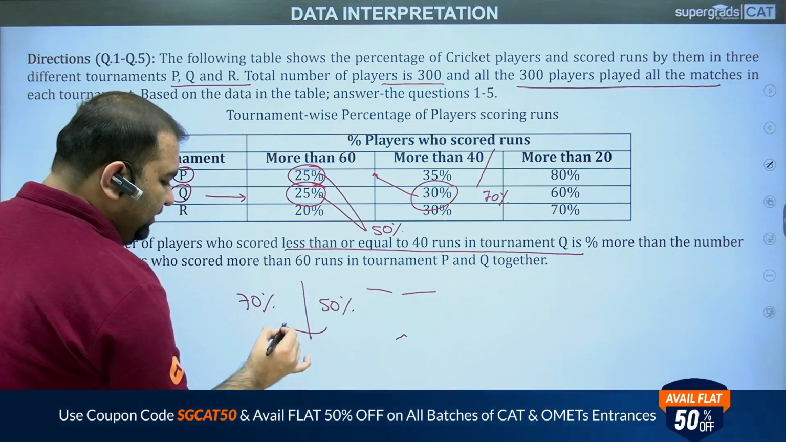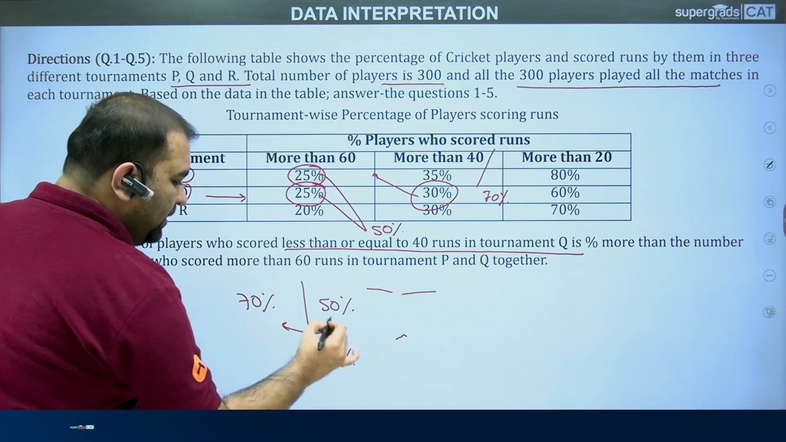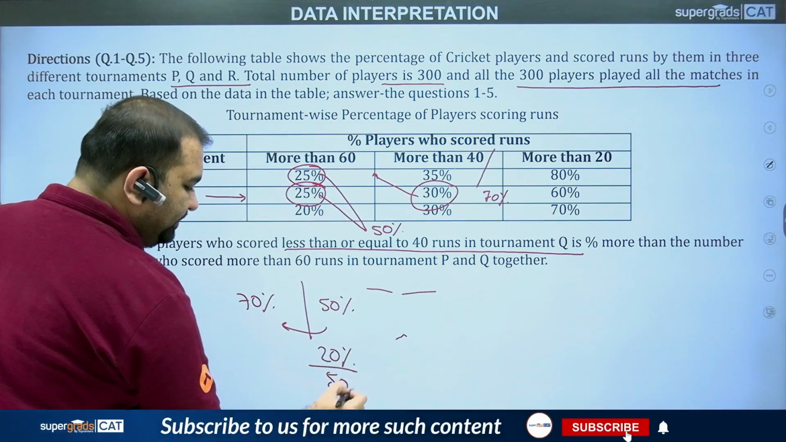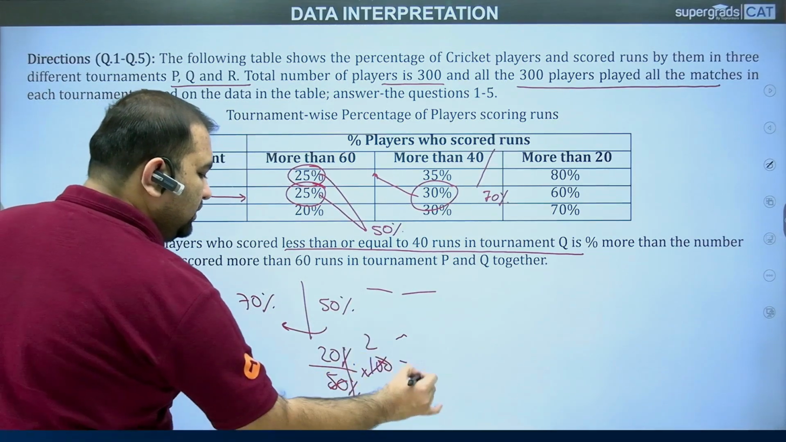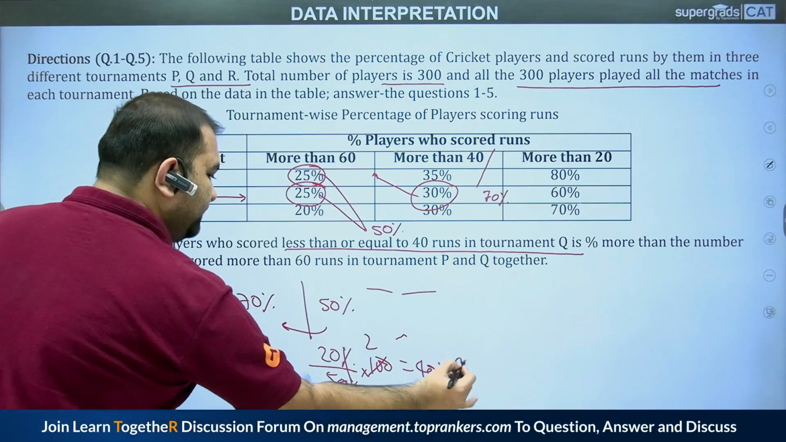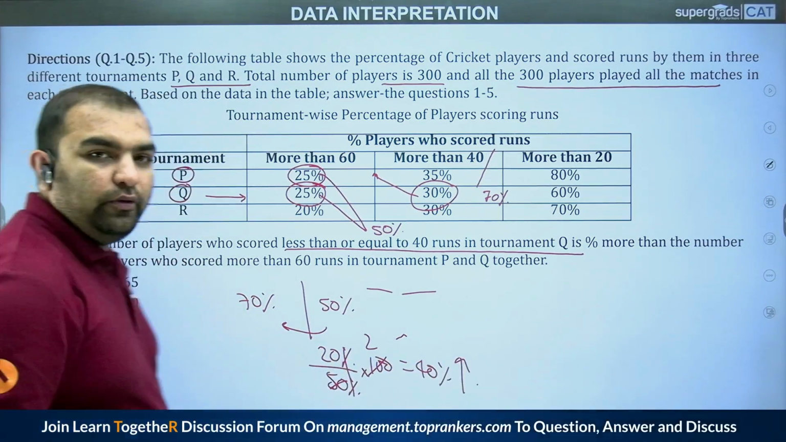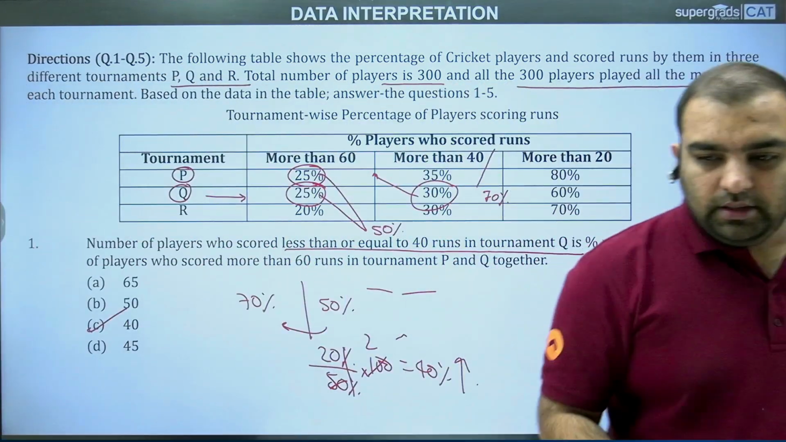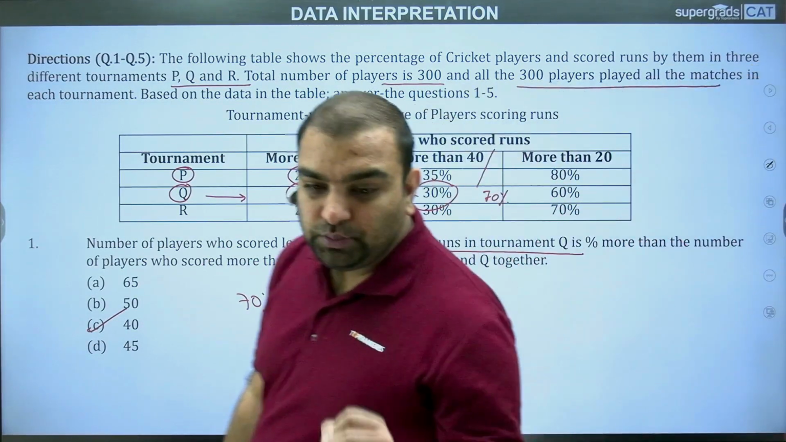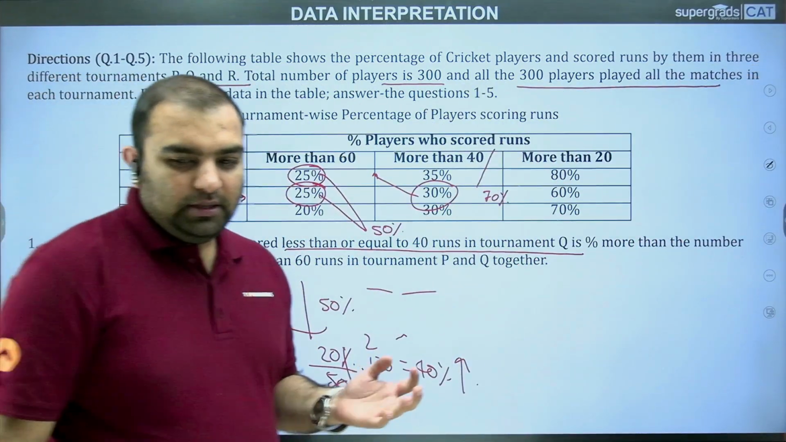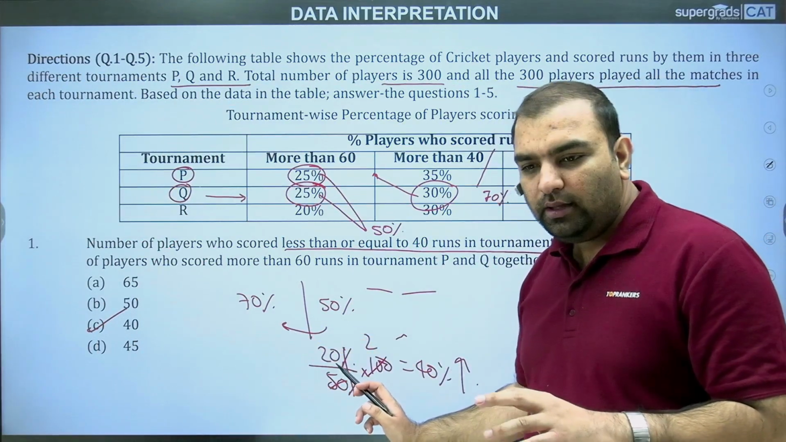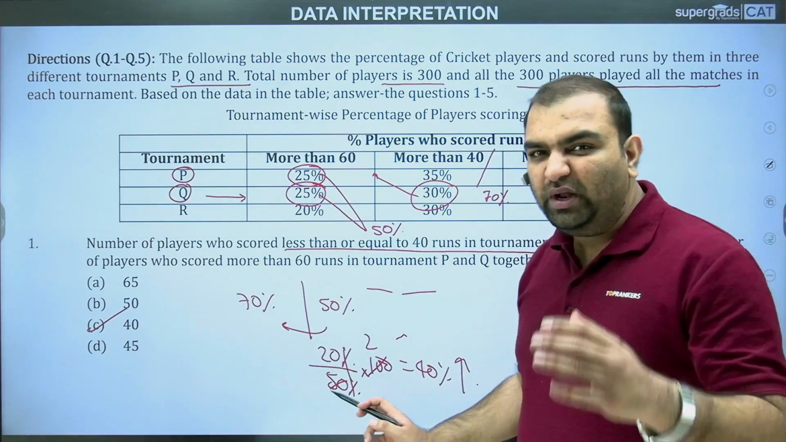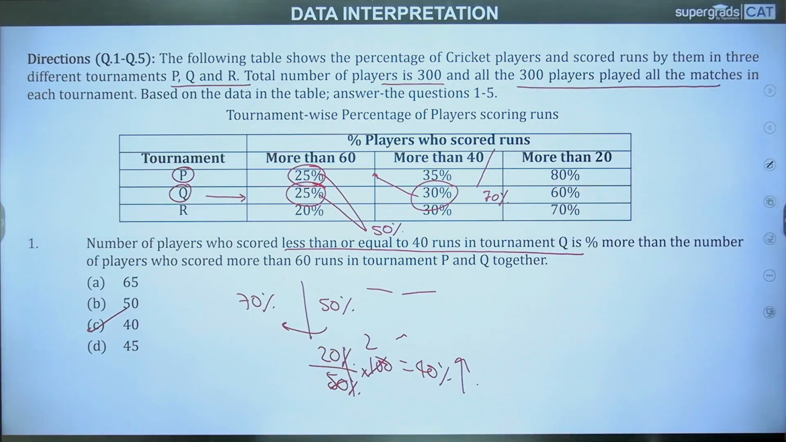How much more is it? 20. Comparison from 50, into 100. It is 40% more. Okay? 70% is how much more than 50%? So you can deal in the percentage as well. It is 20% more. Comparison from 50: 20 over 50 into 100, 40% is the correct answer.